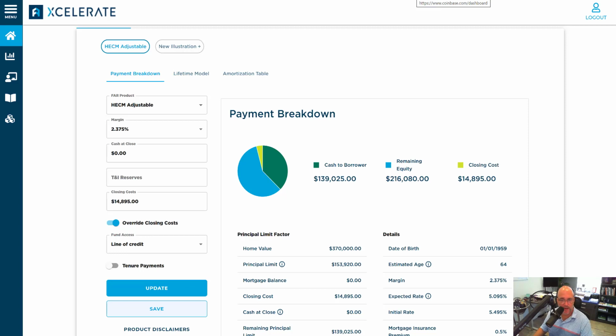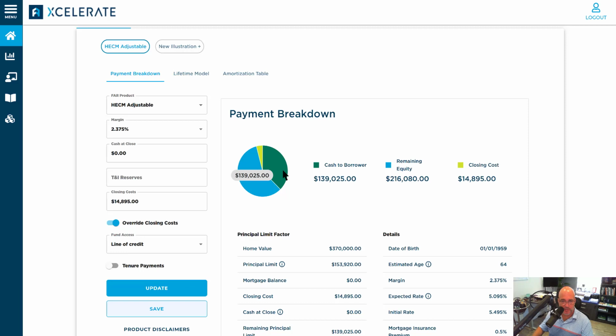I put this scenario together. I guess you were wanting to look at it as a Social Security bridge type of scenario for your customer Valerie in North Carolina. So, based on 64 years old and a $370,000 appraised value, she would have made available to her in the form of a growing line of credit $139,000.